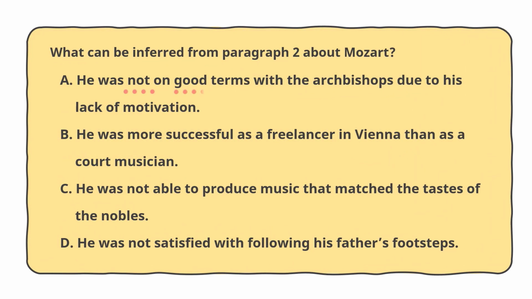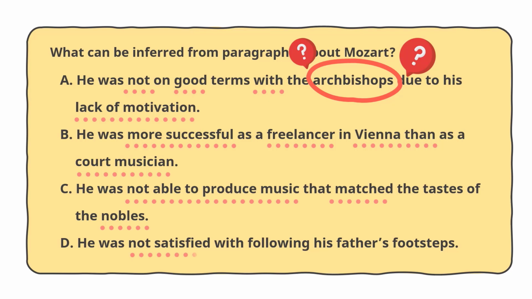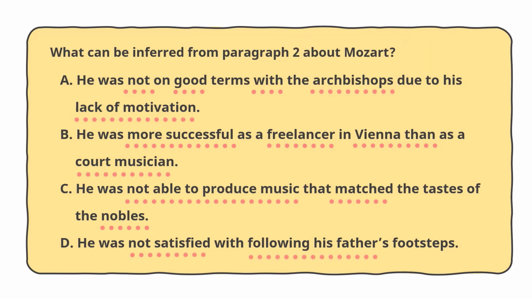A. Not good with archbishops. Lack motivation. I didn't know the meaning of archbishop. Don't worry, you may understand it in the context later. B. More successful freelancer, Vienna, than court musician. C. Not able to produce music matched nobles. D. Not satisfied following his father. Pay attention to these keywords or their synonyms when you skim through the paragraph.